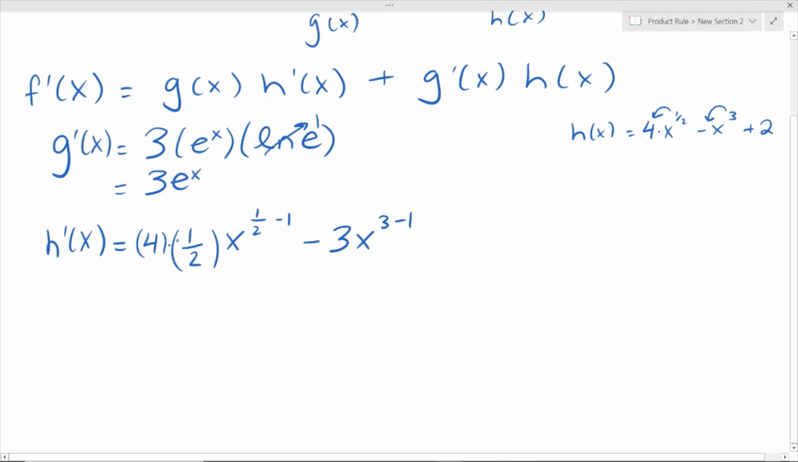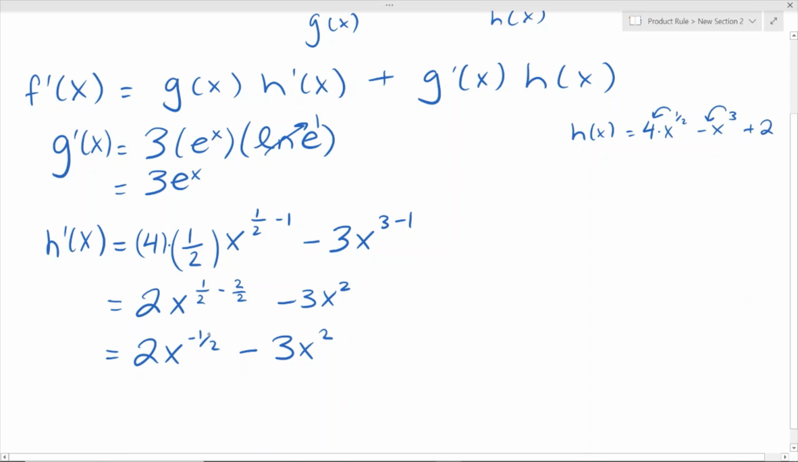So now we have 4 times 1/2, so that's going to be 2. And then this is x to the exponent of half minus 1. Well, 1 is the same as 2 over 2. And this is -3 times x to the exponent of 2. 3 minus 1 is 2. And this is 2 times x to the exponent of half minus 2 over 2. Half minus 2 over 2: 1 minus 2 is -1, so -1 over 2. Then now we have minus 3x squared.